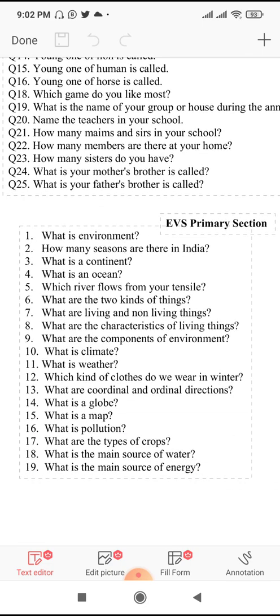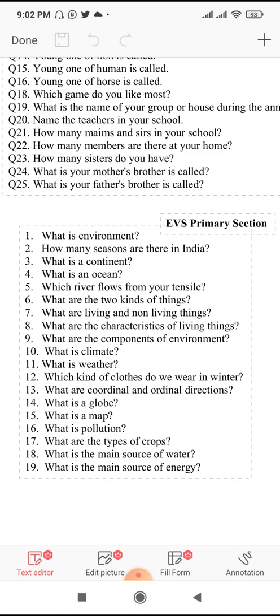What is environment? आपको लिखना है, ये definition है. Our surrounding is called our environment. How many seasons are there in India? There are mainly 3 or 6 season है वैसे तो इंडिया में. आप जो भी season आपको पता है ना, rain, winter, summer, okay, spring, autumn, ये सारे.